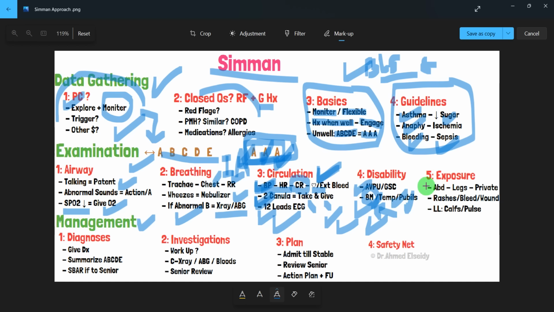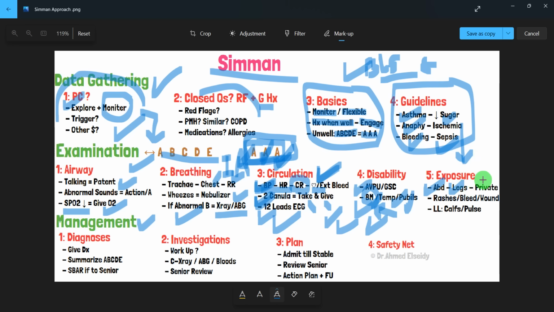Okay, E for exposure. What am I exposing for? I'm exposing to look at the abdomen, because I didn't examine the abdomen, and looking at the legs. When I look at the legs, I will make sure to examine the pulses in the leg, because I may have a case of critical limb ischemia. And as well, I will look at the calves of the leg. They might be tender or swollen because of DVT or pulmonary embolism.